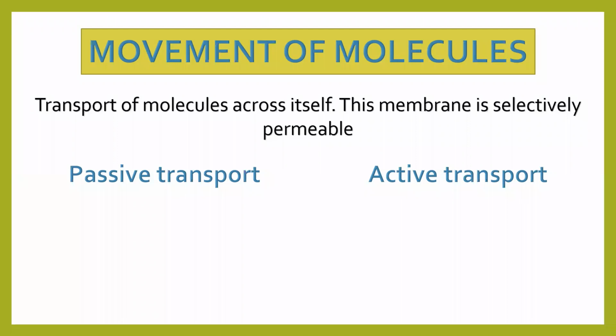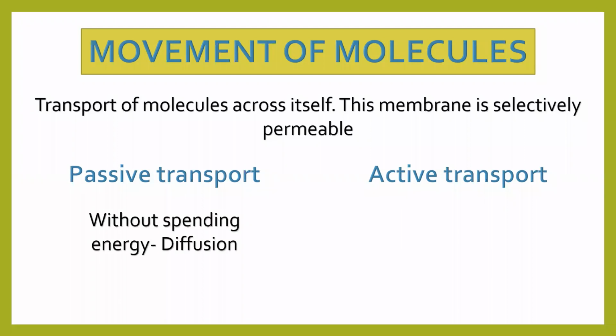So give the heading movement of molecules, which means transport of molecules across the selectively permeable membrane, which is nothing but the cell membrane. And it will include two types of transport. One is passive transport and the second one is active transport. Now, what is the meaning of passive transport? Passive transport means the molecule will pass through the cell membrane without spending any energy. It will happen very easily. Therefore, this passive transport is also called diffusion.